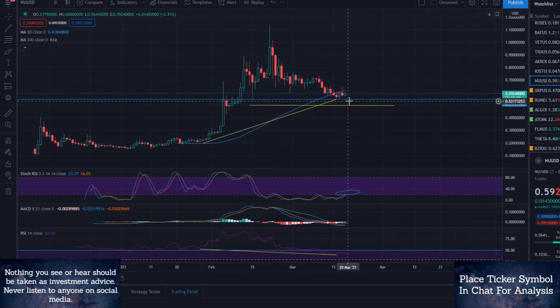So now we have these two lines right here, which create my perfect buying conditions, which means if we do dip down into here, this is where I'm looking to buy. I'm looking to buy between 50 cents and 54 cents.